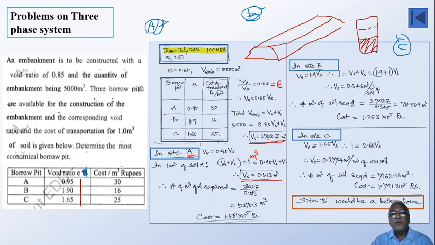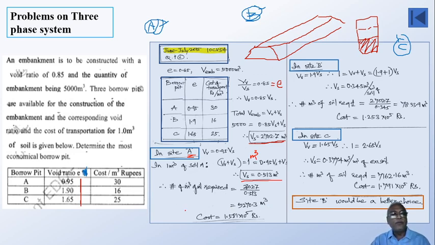Now, how much should I bring? Actually, the requirement is 2702.7 meter cube of solids. So the number of meter cube of soil to be brought is, for 0.513 per 1 meter cube, for 2702.7 meter cube, equal to 5270.3 meter cube of soil to be brought.